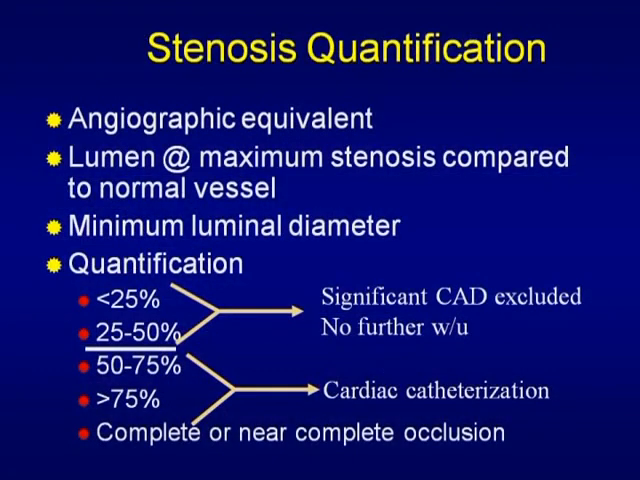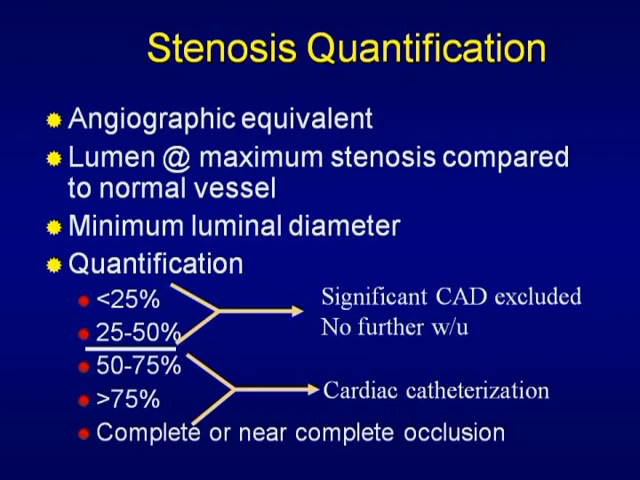We quantify stenoses similar to how a cardiologist would quantify stenoses on a cath. We try to make this study a cath equivalent. So we find the maximum area of stenosis, and we compare it to normal vessel. We use the minimum luminal diameter at the maximum area of stenosis, and we compare that to the same diameter of the normal vessel. And we determine whether that's less than or greater than 50%. If it's less than 50%, significant coronary artery disease is excluded. Whatever the patient's symptoms are, they're not due to coronary artery disease, you're done. No further evaluation is necessary.